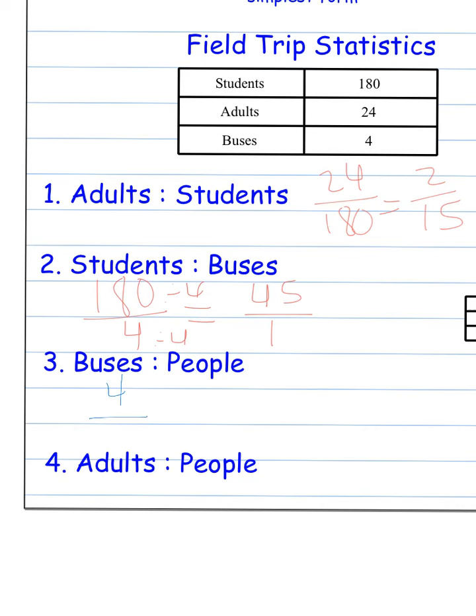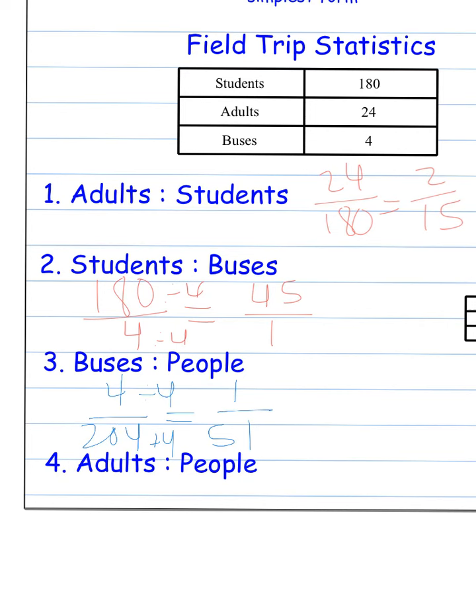So we take 180 plus 24. There are 204 total people. Then when we simplify this, each one can be divided by 4, so we would get 1 out of 51. So that means 1 bus for every 51 people.